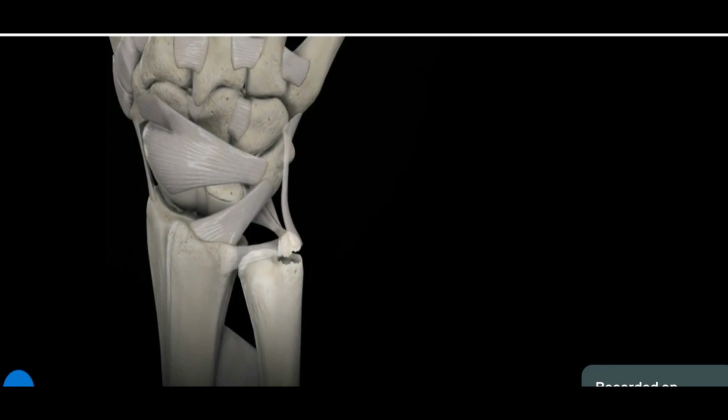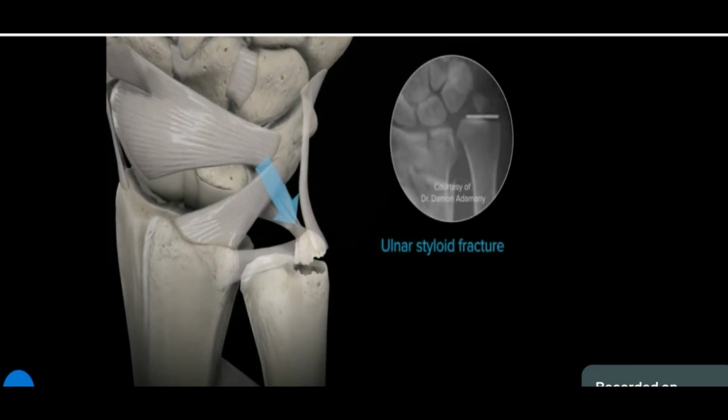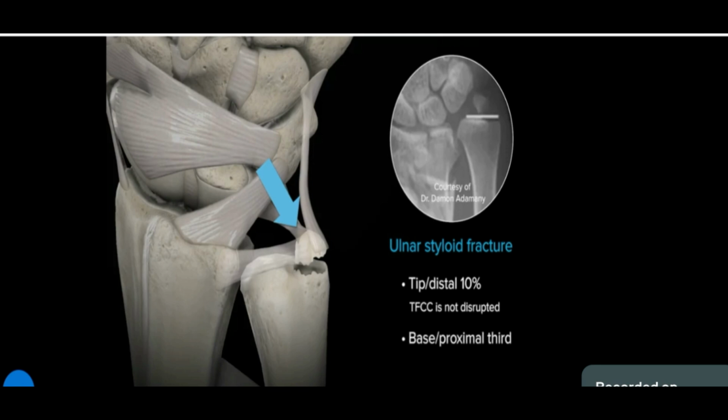There are several associated injuries with specific distal radius fractures, but the most noteworthy is the common ulnar styloid fracture. If only the distal 10% of the ulnar styloid is involved, it is not a significant problem as the TFCC is not affected. However, if the ulnar styloid fracture involves the proximal third of the ulnar styloid, there is a probable disruption of the TFCC, and the DRUJ is most likely unstable.